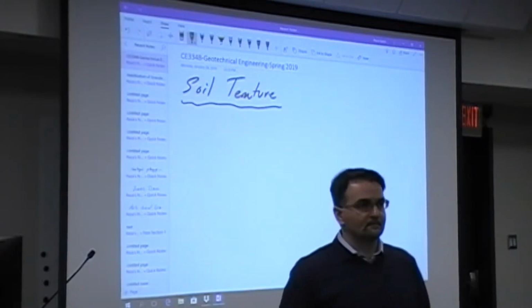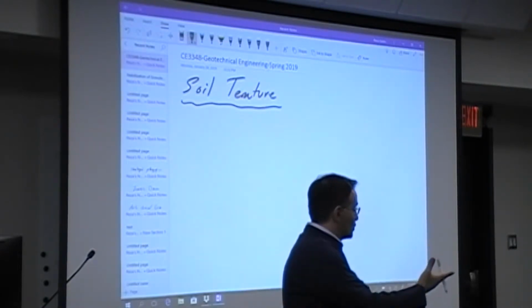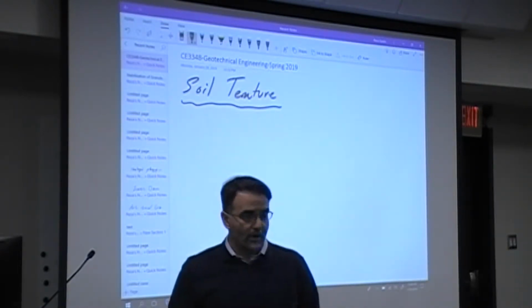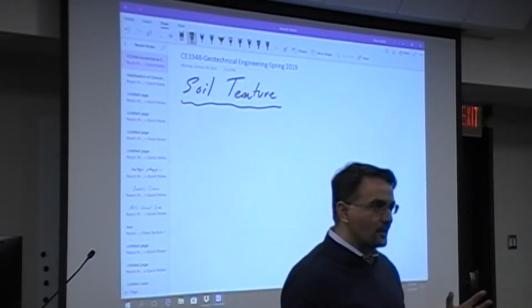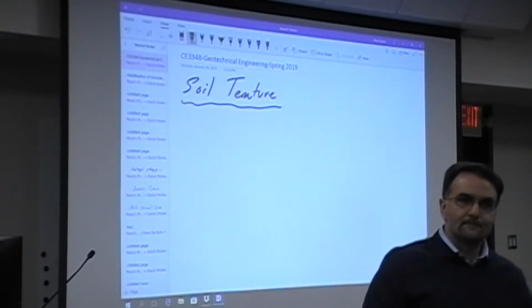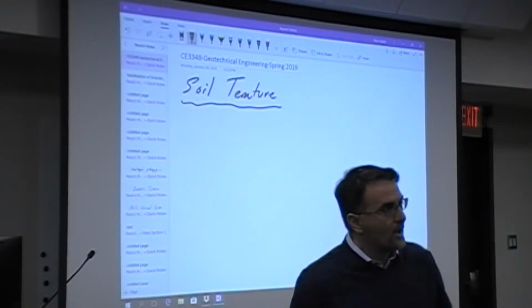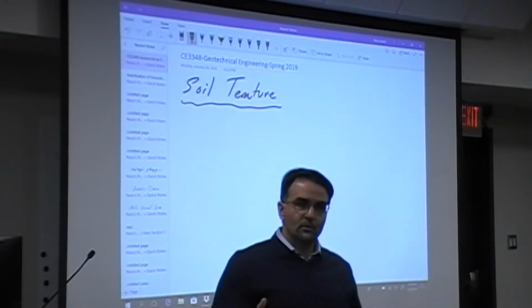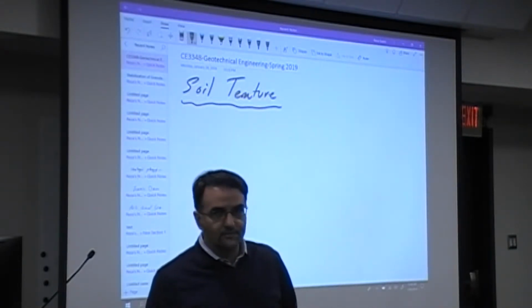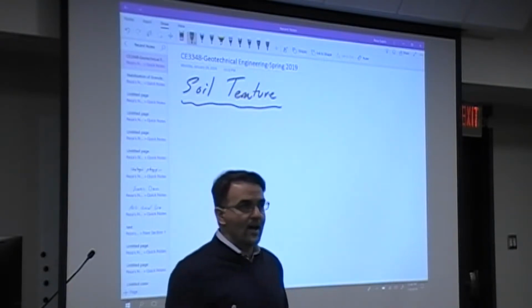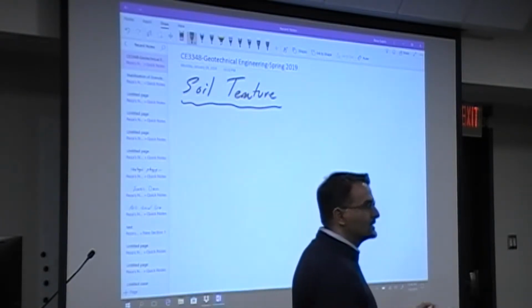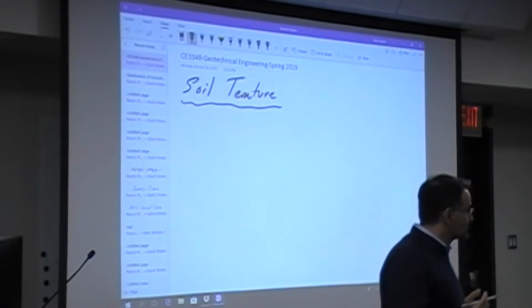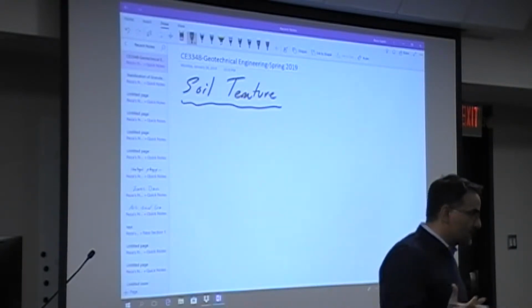What else? Grading, or particle size distribution. So these are the parameters that come to mind when you're looking at soil texture. In very simple and very crude terms, soil texture is the way that soil feels in your hand. But that's a very crude way to do it.